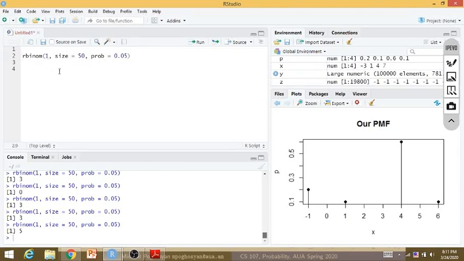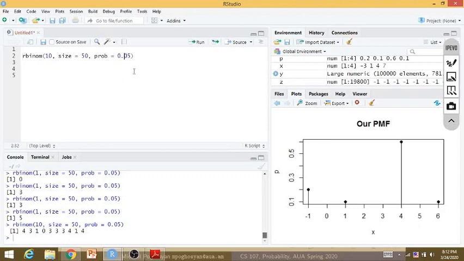Now let me increase this to 10. So what does this do? I'm saying do that experiment of 50 trials 10 times, and each time return me how many successes you had. If I run this with Control Enter, or Alt Enter, the first 50 trials resulted in 4 successes, the second 50 trials resulted in 3 successes, etc.